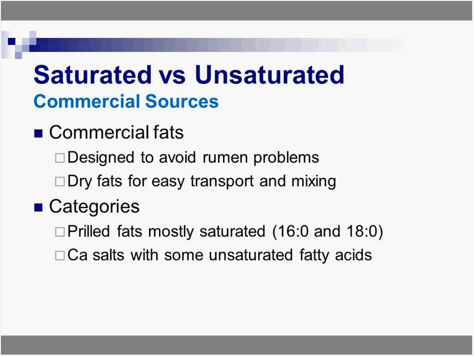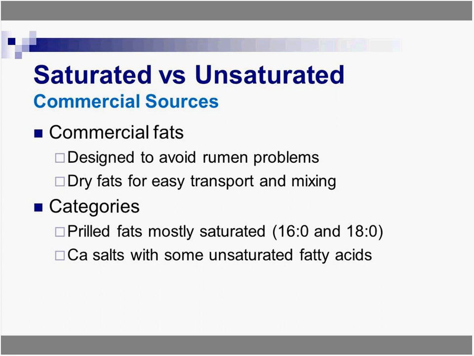Saturated fats also differ among commercial sources. Commercial sources were originally designed to avoid rumen fermentation problems. Two types of fat are toxic to the microorganisms in the rumen, and commercial products were developed to get around that toxicity. But they all have the benefit of being easy to mix, so you don't have to ship and mix greasy, oily fat sources on the farm. Now, the forages in the U.S. contain most of the commercial fats. A term we use, fats, is misused in many cases.